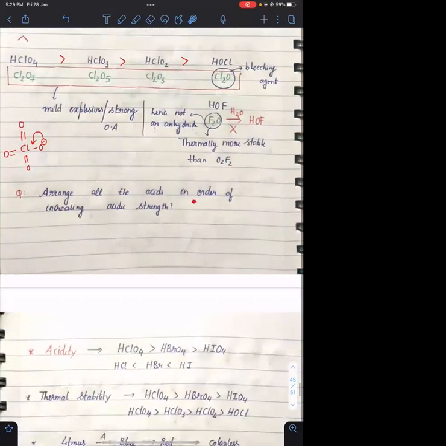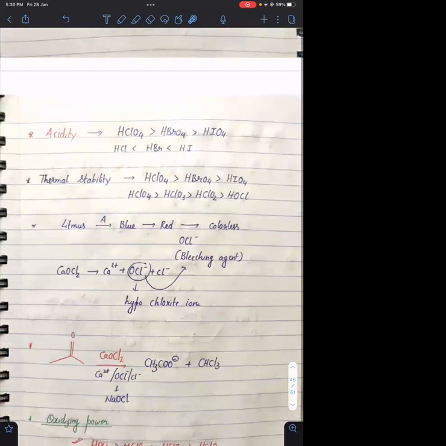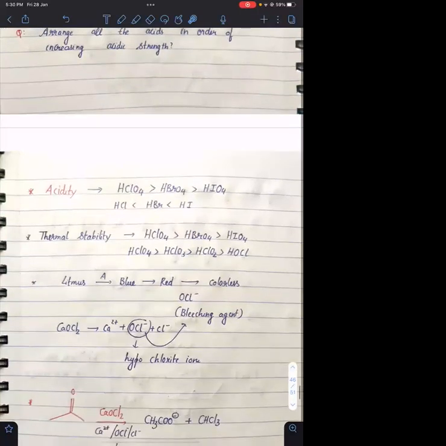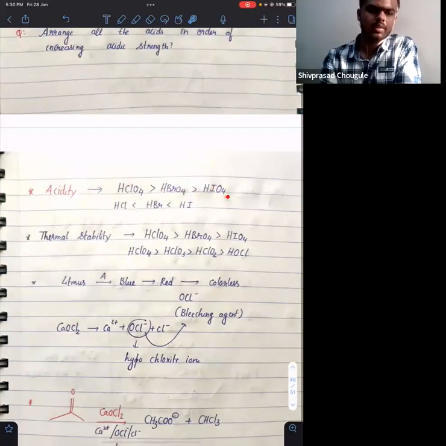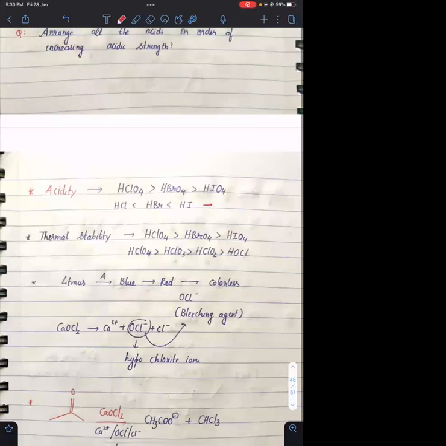Arrange all the acids in increasing order of the acidic strength. I hope you can do that. HClO4, HBrO4, HIO4. यहाँ पे दिया है ना. Down the group, as the size of central atom increases, acidic strength decreases. That is in case of oxy acids. But ये जो acid है, this is a hydra acid.